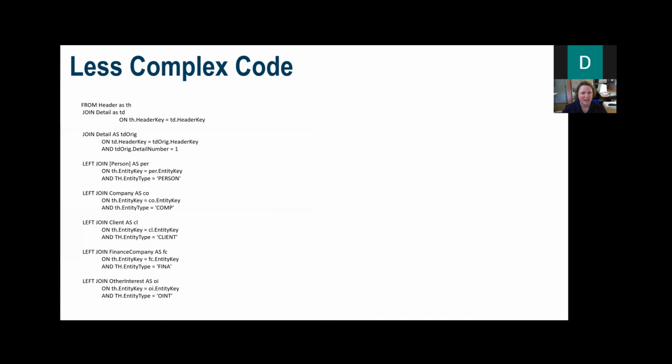And here's a quick example on the left-hand side. I know this is kind of small, but you can see where I've got 1, 2, 3, 4, 5, 6, 7, 8 tables in a kind of header detail where I'm trying to pull information out and then get additional attributes for that. When I write this code in an analytical database using dimensional modeling, I just have 2.